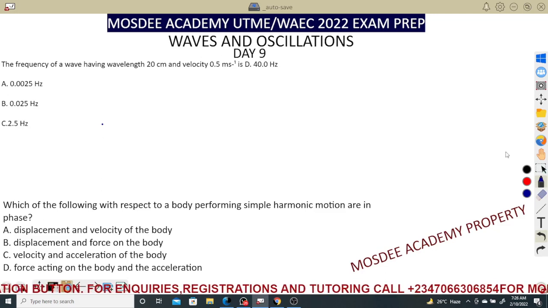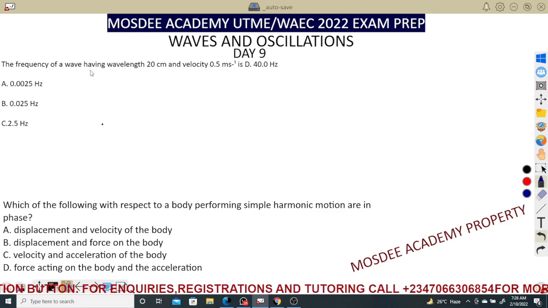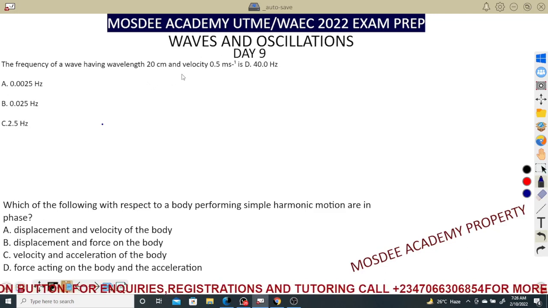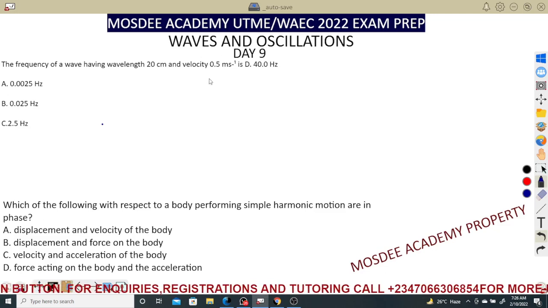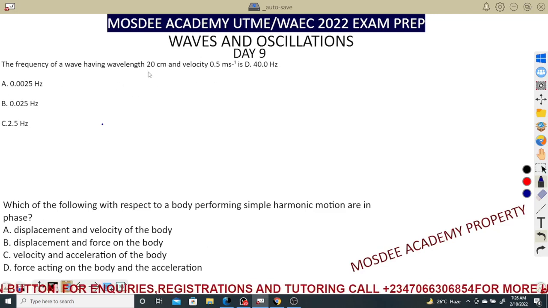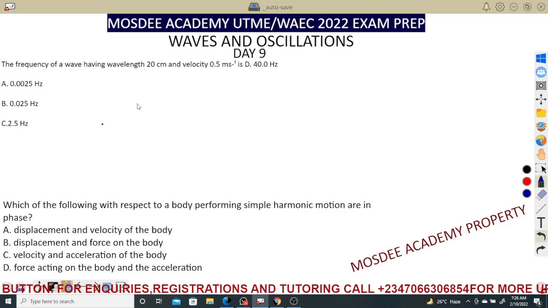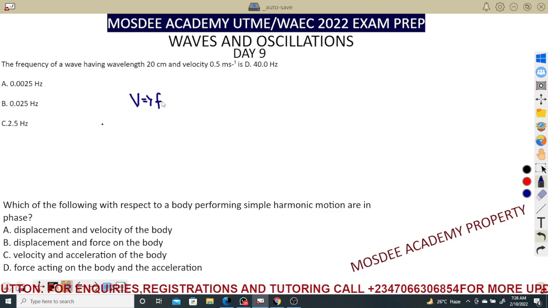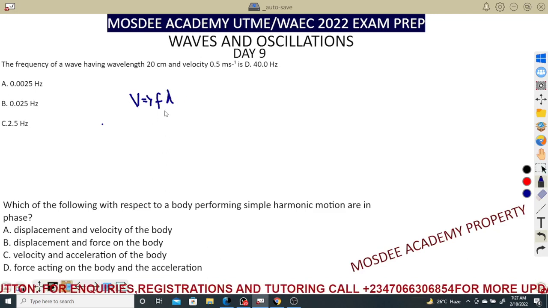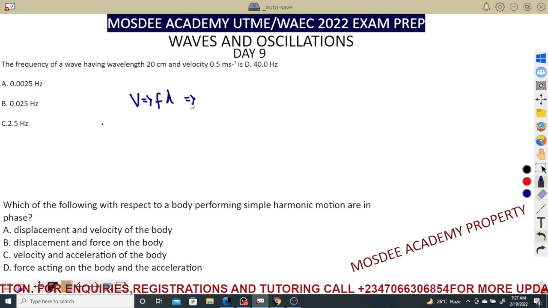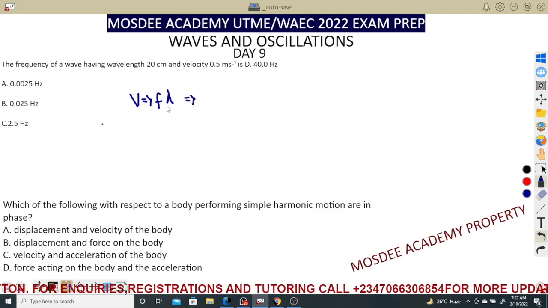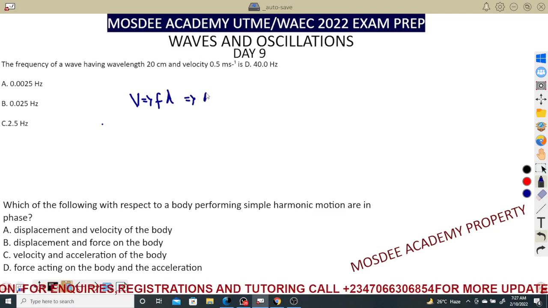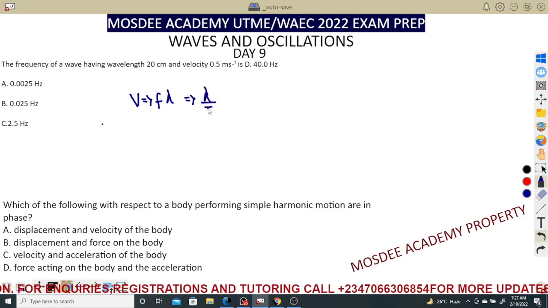I will start with the first question. The first question before me here is: the frequency of a wave having a wavelength of 20 centimeters and a velocity of 0.5 meters per second is dash. So velocity of wave, or wave speed, or wave velocity, the way you've called it in junior classes, is always equal to the frequency times lambda, which you can also write as, frequency is 1 over period, and period is also 1 over frequency. You can also write it as lambda divided by capital T.